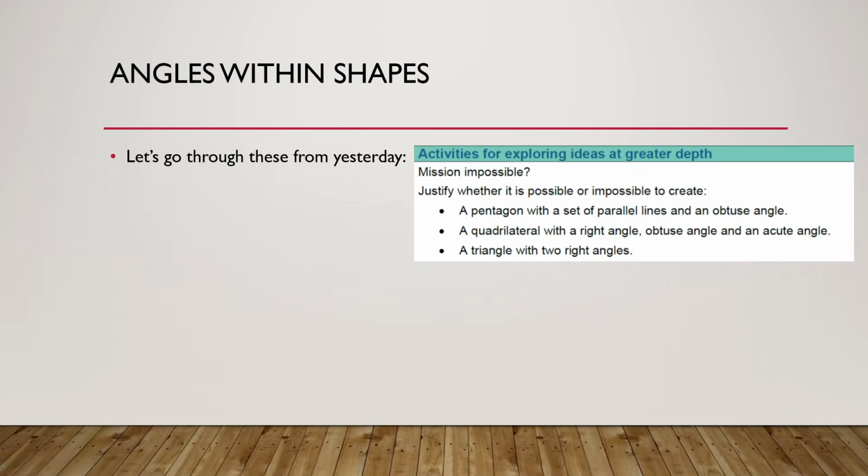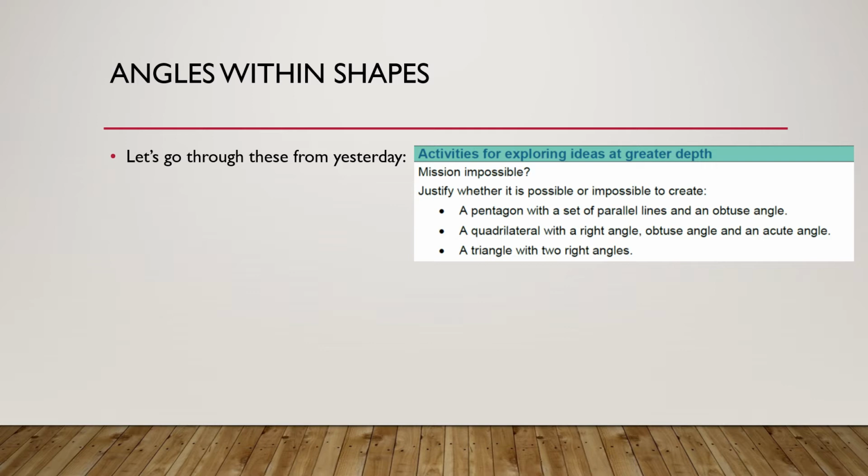Hello everyone, today we're going to look at angles within shapes. Yesterday we were looking at obtuse and right angles, identifying them and learning some of the vocabulary. Today we're going to look at them in shapes. So I thought we'd look at this extension from yesterday because we were looking at shapes there, and I know some people did it but not everyone, and some people might have found it really difficult. So let's have a look at it.